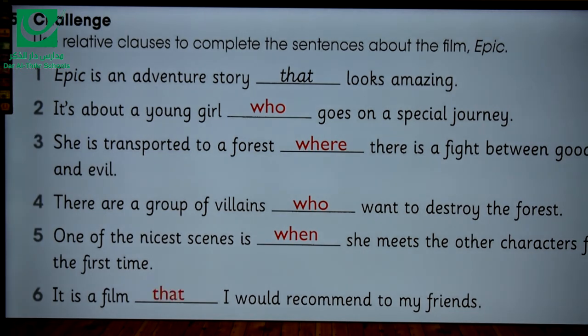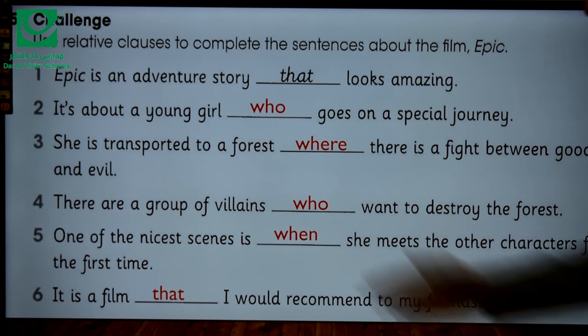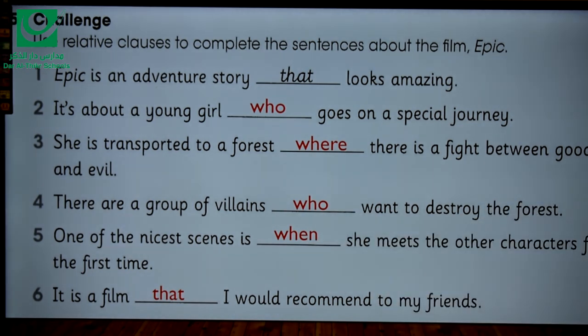Finally, it's a film that I would recommend to my friend, and that talks about the film, which is something.